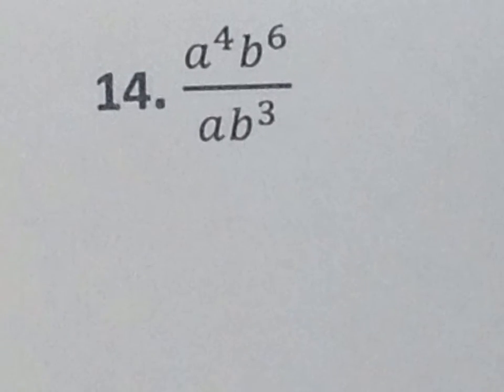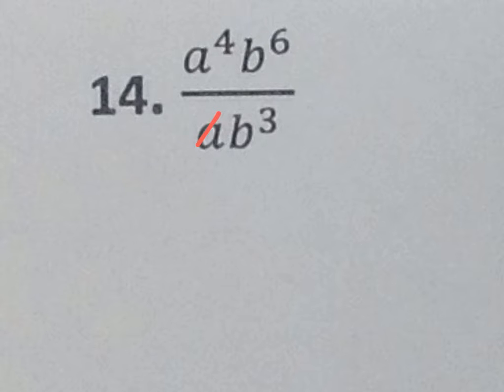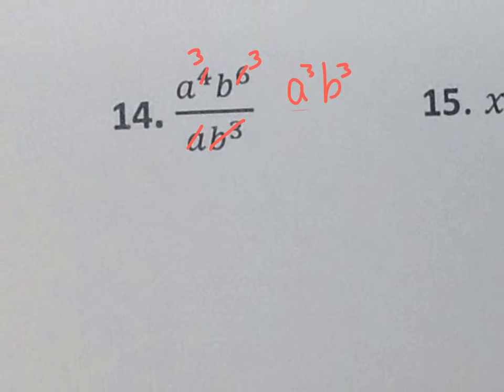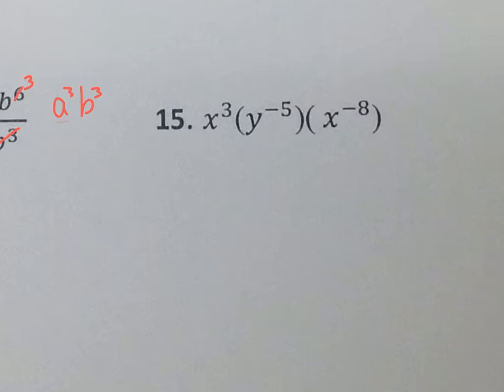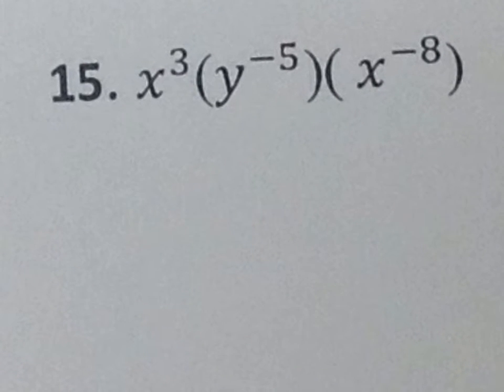Let's jump to 14. Let's cancel things out. This A cancels out with one of these. There's going to be 3 left over. There's 3 B's on the bottom that cancel with 3 of the 6 up on top. There's going to be 3 left over. So the answer is A to the 3rd, B to the 3rd. You could put the over 1, but it's not necessary. That's your answer.